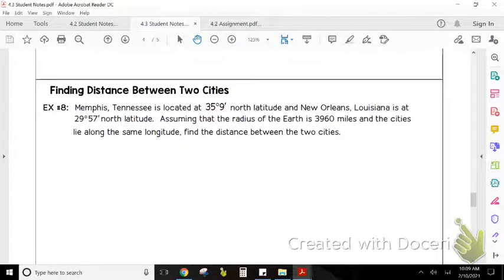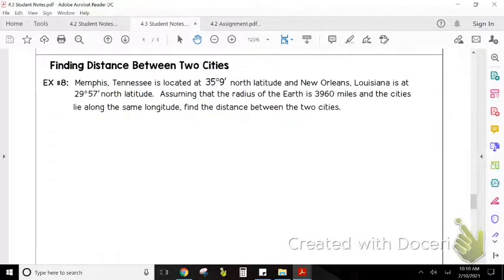Alright, then to find the distance between 2 cities. It said that Memphis, Tennessee is located at 35 degrees 9 minutes north latitude, and New Orleans, Louisiana is at 29 degrees 57 minutes north latitude. Assuming that the radius of the earth is 3,960 miles and the cities lie along the same longitude, find the distance between the 2 cities.